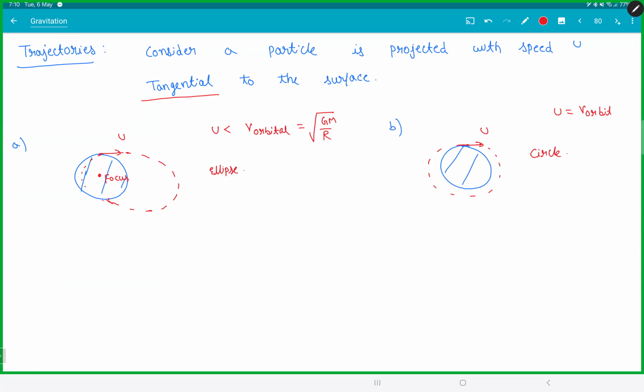So tell me one thing. Suppose if I ask you a question like this, a particle is projected with v orbital from the surface, it will always go in a circle. True or false? False, right? Because what if I project like this? Only if you project tangentially, you will go in a circle. So be careful with that.